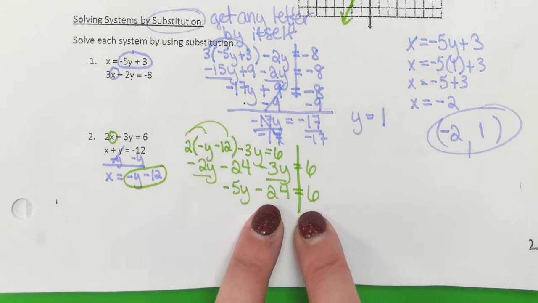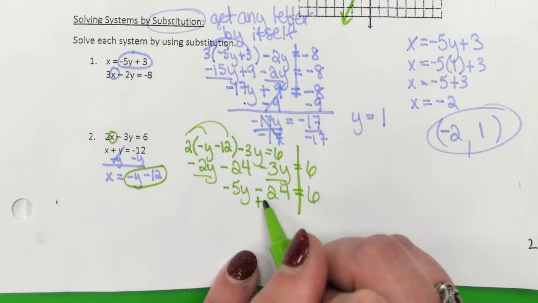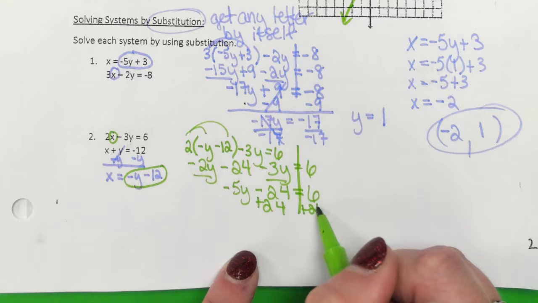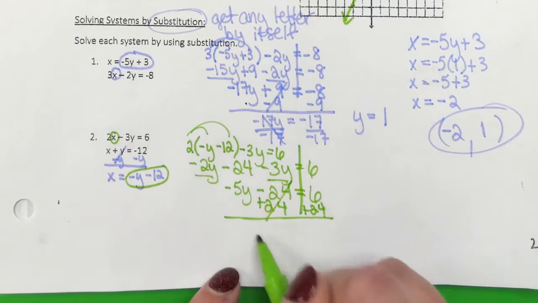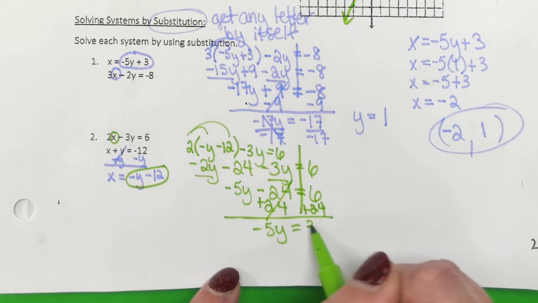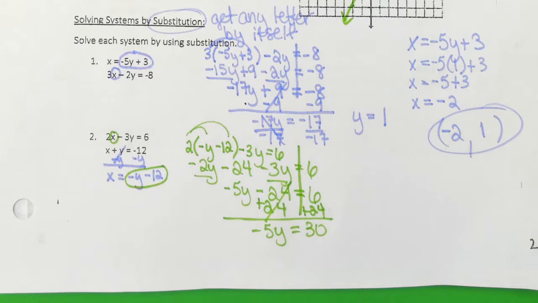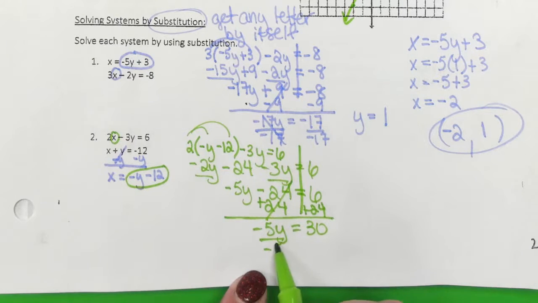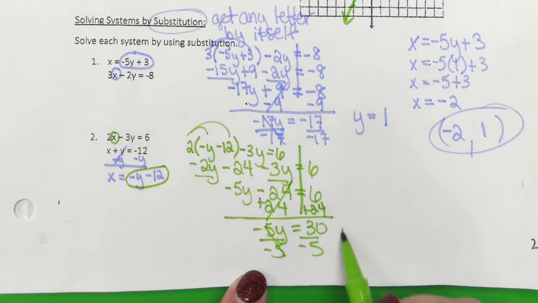Then you've got 24 and 6 on different sides. So that's when you do different signs. You're going to do the opposite sign. Yep, there you go. Divide by negative 5, and what do you get? Y equals negative 6. Very good.